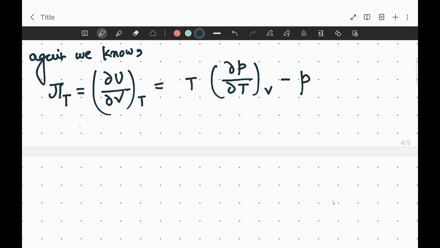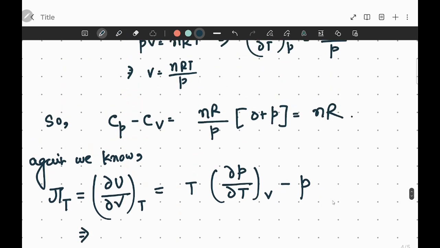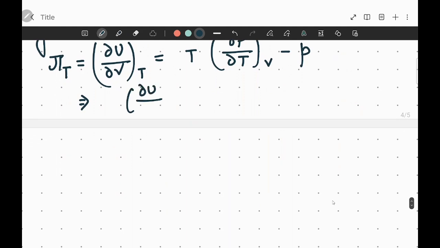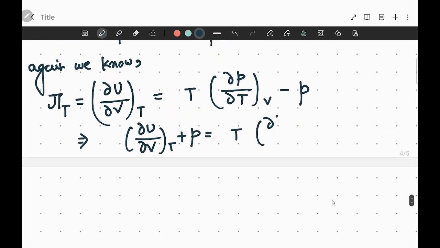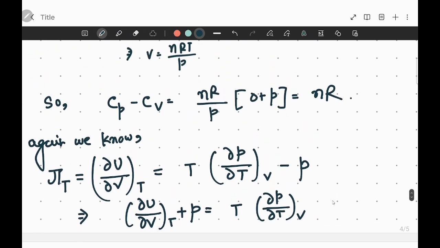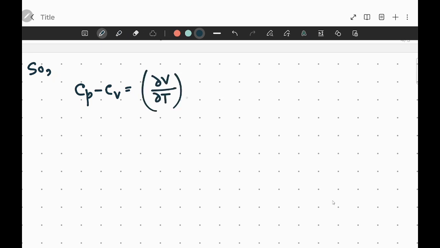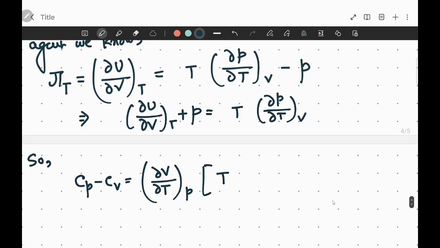Okay, so now just insert it. You have to insert this: del U del V at constant T plus P equals T into del P del T at constant V. Just write it there, so you can have CP minus CV equals del V del T at constant P into T into del P del T at constant V.